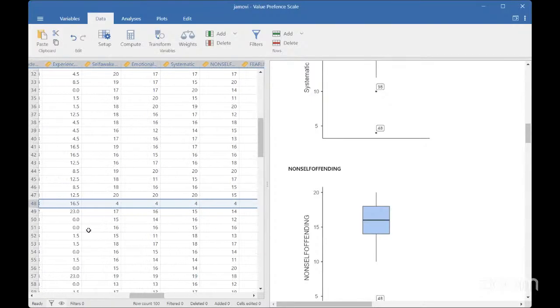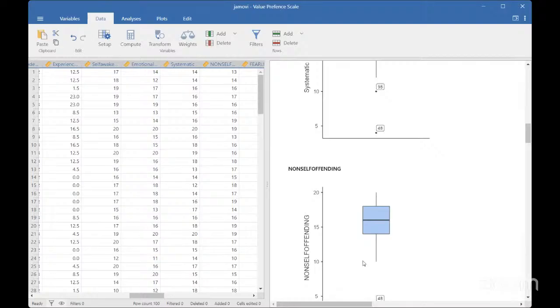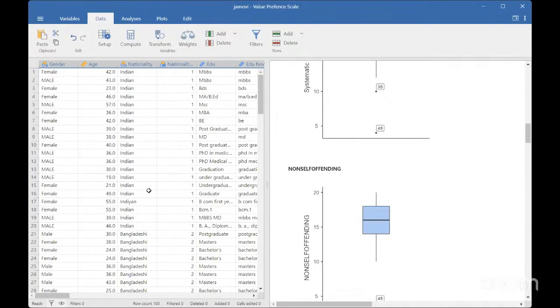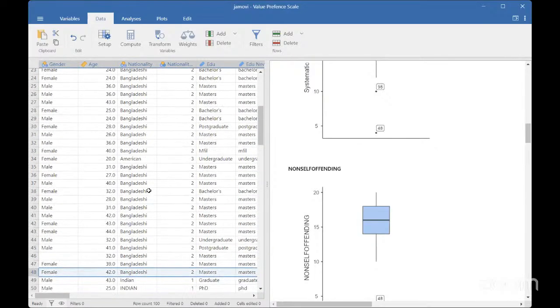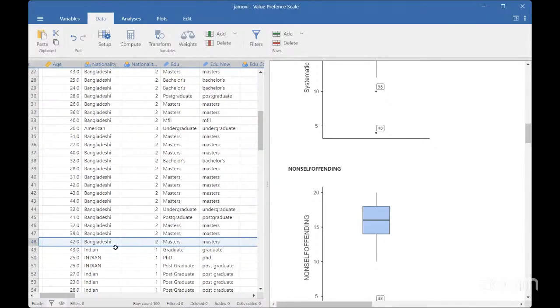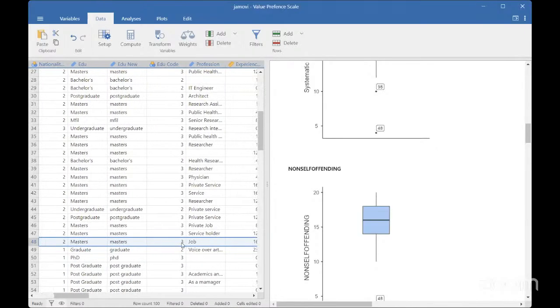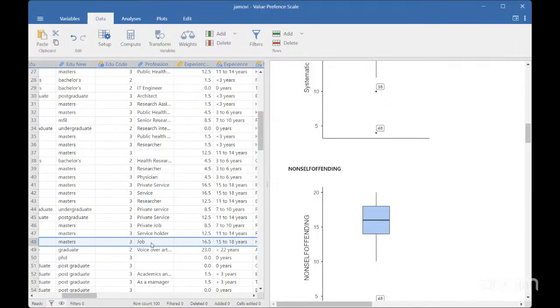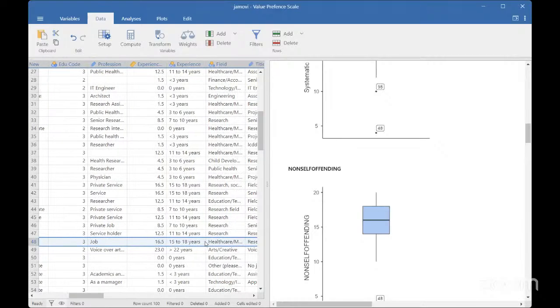No, I think that individual is 49 because the first row is the variable. No, first row. Okay. So 48, yes. You go to the 48. Okay, that individual is 42 age and the nationality is Bangladesh. Education master, job holder, experience 16.5, very high experience in healthcare.